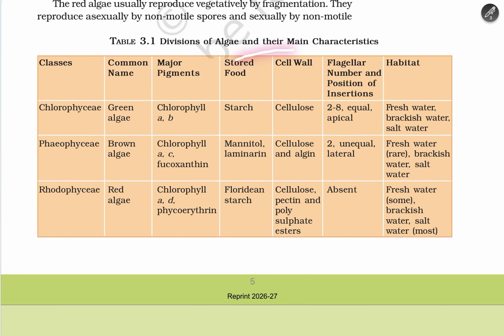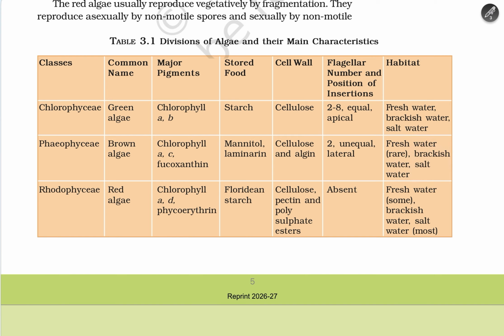The divisions of algae and their main characteristics. Class Chlorophyceae, common name green algae. Major pigments: chlorophyll a and b. Food storage: starch, and the cell wall is cellulose. Flagella: 2 to 8, equal, in the apical position. Habitat: fresh water, brackish water, salt water. Phaeophyceae, brown algae: chlorophyll a and c, fucoxanthin, mannitol and laminarin. Cell wall is cellulose and algin. Flagella: 2, unequal, in the lateral position. Habitat: fresh water, brackish water, salt water.